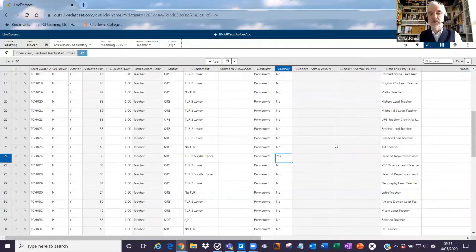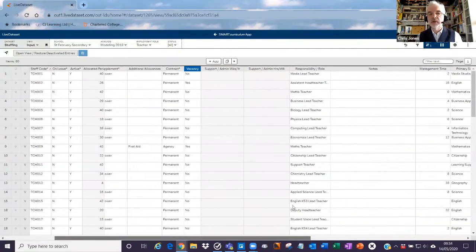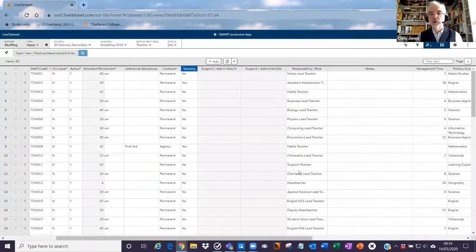So head of department, that was the one at the top there, was a leader, assistant head teacher. Now, to add more clarity, what we've done is divided the responsibility role. So we've given you the position to actually describe that responsibility. So assistant head teacher for teaching and learning, a support teacher, a citizenship lead teacher.